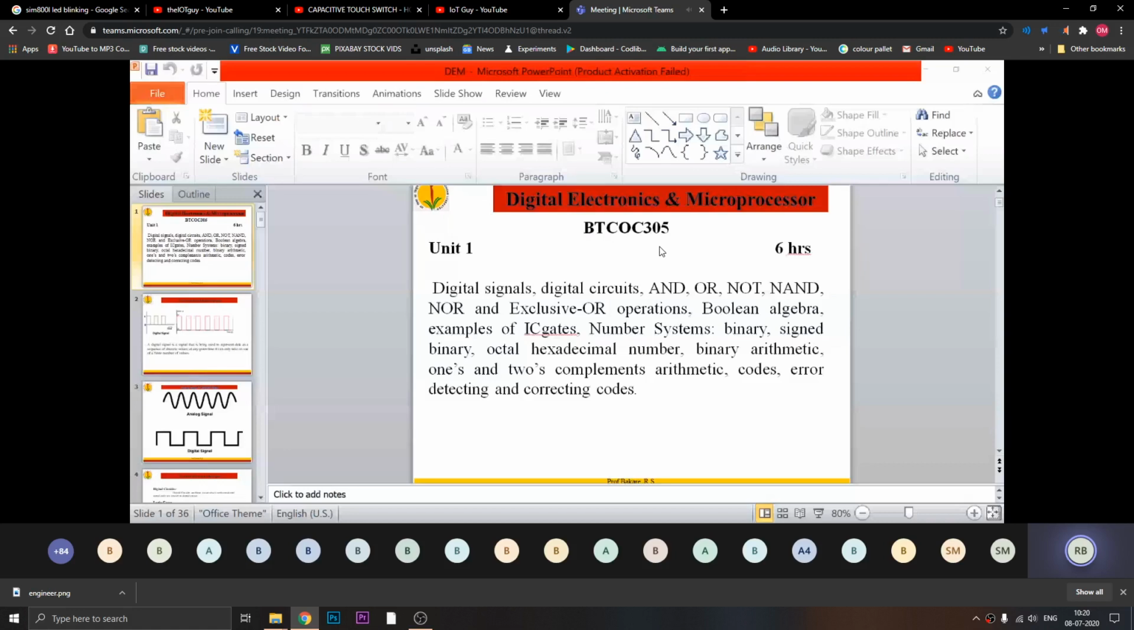In the first section today we start with the first unit. In the first unit, the syllabus content is digital signal.